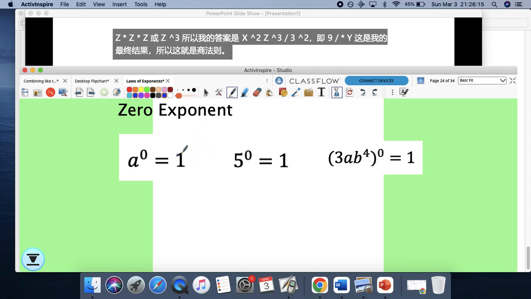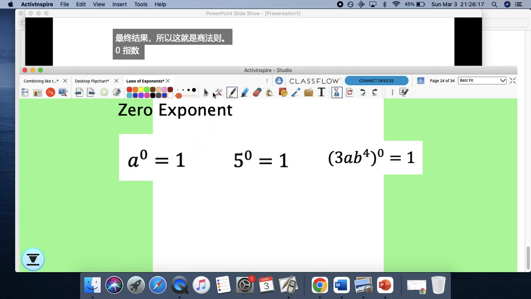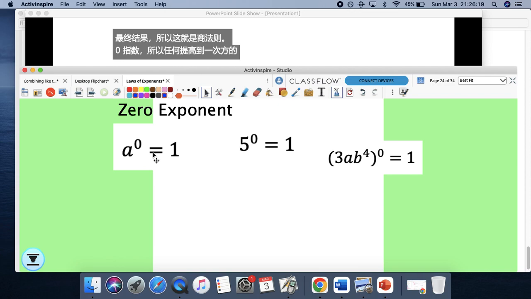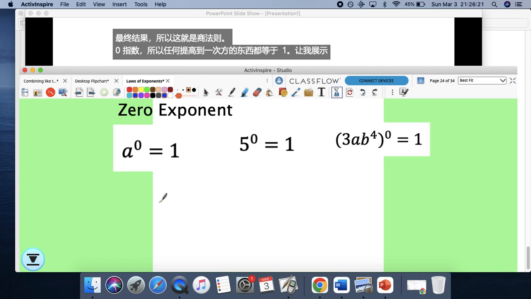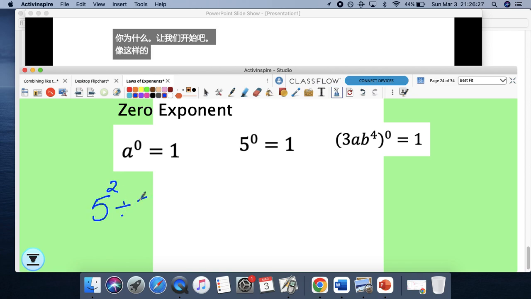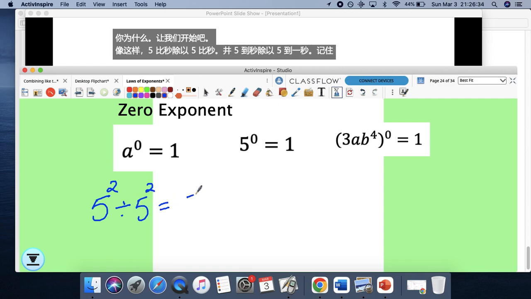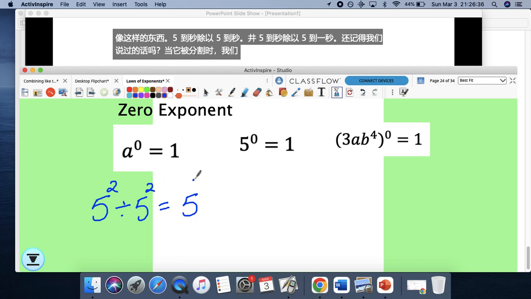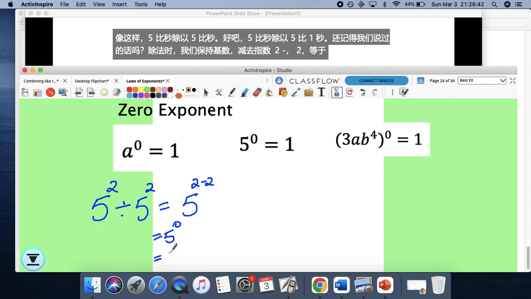Zero exponent. So anything raised to the zero power equals 1. Let me tell you why. Let's get something like this. 5 to the second divided by 5 to the second. Well, remember what we said. When it's division, we keep the base and subtract the exponents. 2 minus 2. And that equals 5 to the 0, and that equals 1.